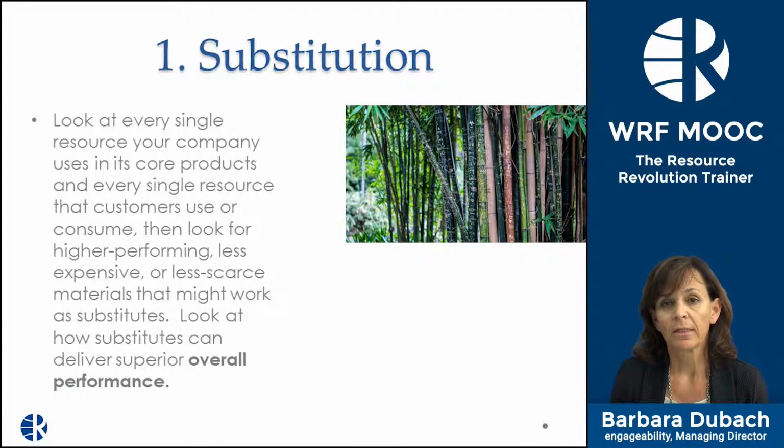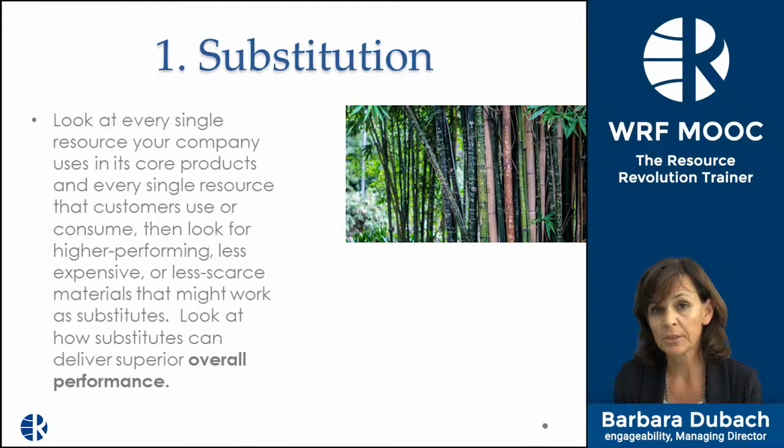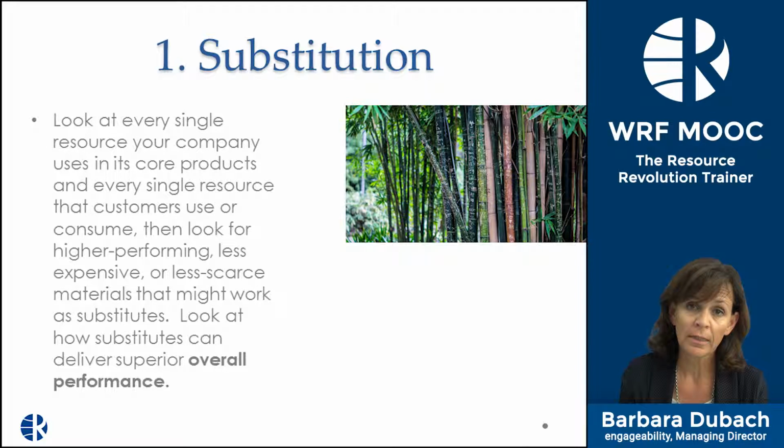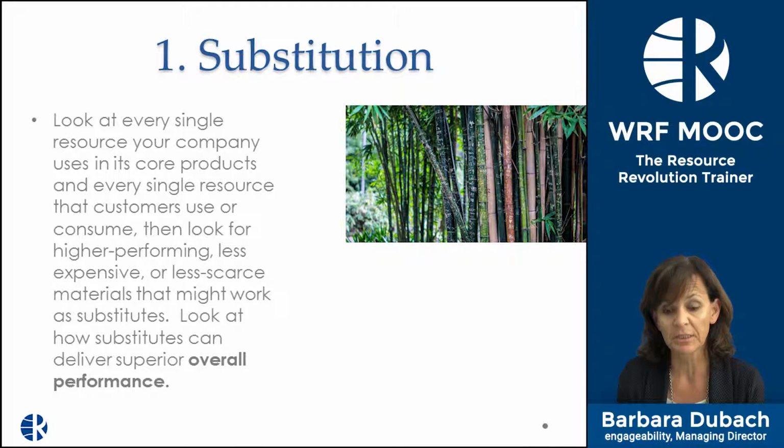So now let's have a look at the first principle, substitution. The guiding criteria for substitution is to first of all look at every single resource your company uses in its products and every single resource that your customers use or consume. At the next stage, look for higher performing or less expensive or less scarce materials that might work as substitutes. And also look at how substitutes can deliver superior overall performance.